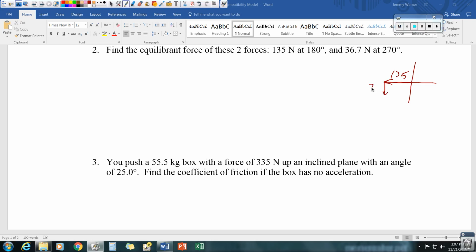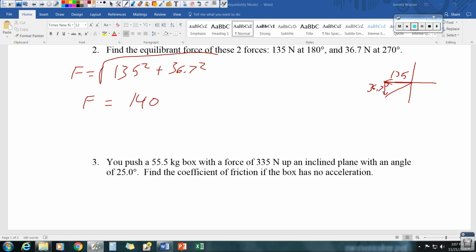And this is 36.7. So there is our right triangle. Okay, so 135 is the horizontal, 36.7 is the vertical. So right away we need to find the resultant force of this. So we're going to go ahead and use the Pythagorean theorem. So it's going to be 135 squared plus 36.7 squared. Find the square root of that whole thing, and that's going to give us our resultant force here. And if we do that, we should get a force of about 140.